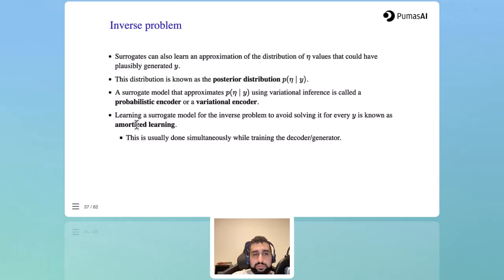Now, this whole concept of learning a surrogate model for the inverse problem to avoid solving it for every y, where I'm not trying to do MCMC for every subject, I'm not trying to do optimization for every subject, is often called amortized inference, or sometimes amortized learning, but I believe amortized inference is the more popular term. And the idea is that when we're fitting these models, one can do amortized inference simultaneously while fitting the model.